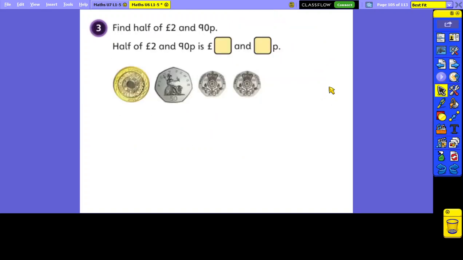Question 3, we do have a question 3. Normally, the last few lessons it's been the challenge. Find half of £2 and 90 pence. And then it's asking you to complete the number sentence there. Half of £2 and 90 pence is so many pounds and so many pence. And it's giving you the picture of £2 and 90. Now, this is how great maths is. There are 3 different ways that I can think of, just off the top of my head, to help you work out finding half of £2 and 90.